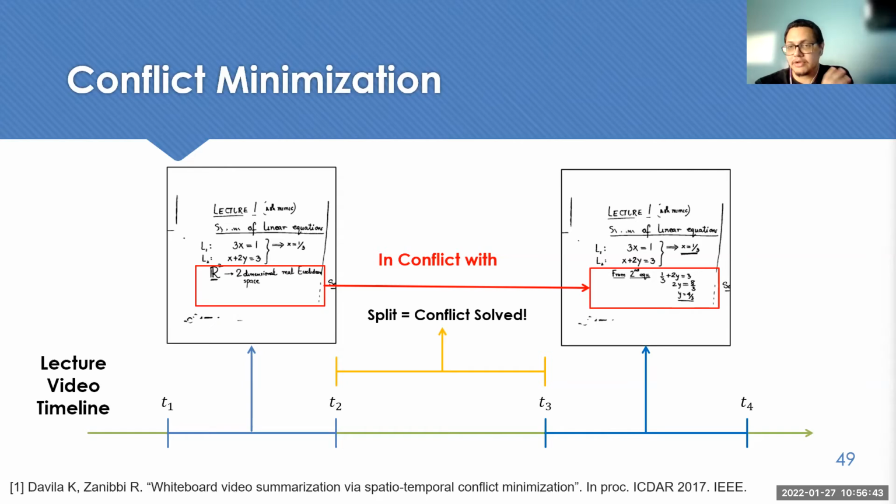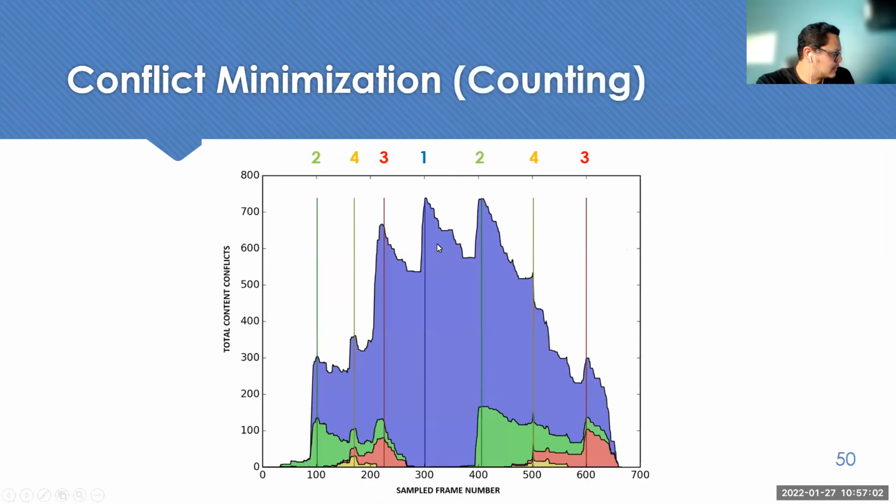So how do we solve the conflict? If we cut the video anywhere between the time where the first portion of content disappears and before the next one appears, the conflict is resolved. So what we do here is build a signal by counting, for each frame, how many conflicts we could solve if we were to cut the video there. And we form a signal that looks like this, the blue thing that you see here.